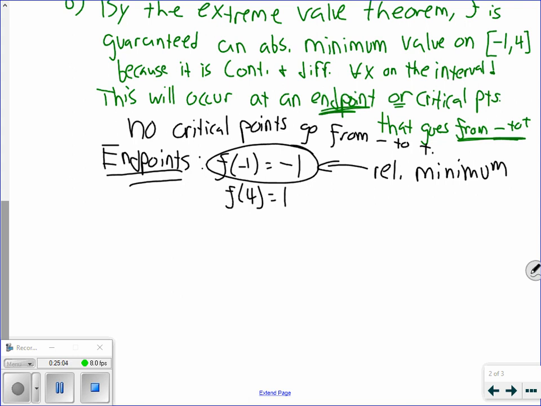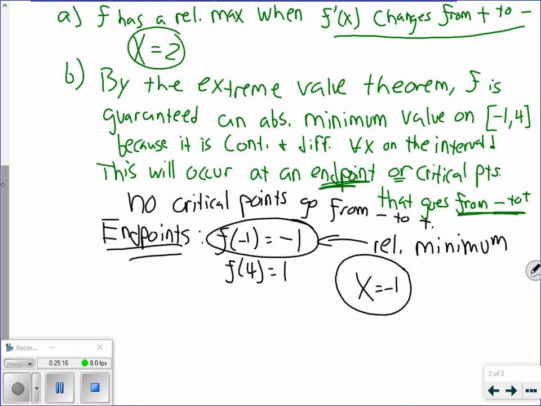So this question for B specifically says find all values of x for which f assumes its absolute minimum. So that's going to be x equals -1. A long justification, but this is the time that I was talking about, where the only time we'll use the extreme value theorem to explain on a closed interval that we are indeed going to have an absolute extremum.